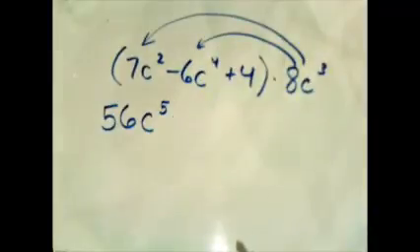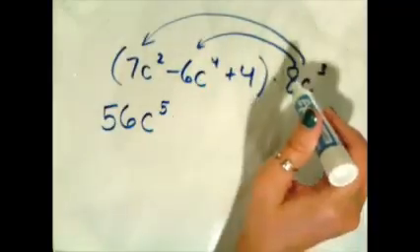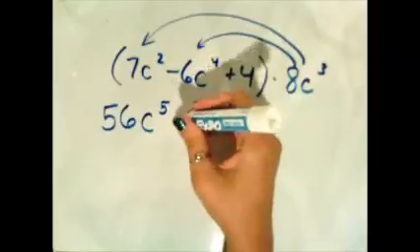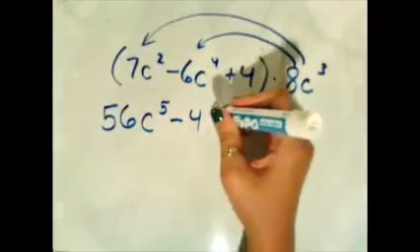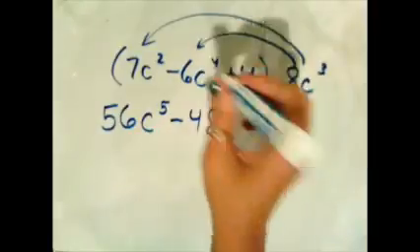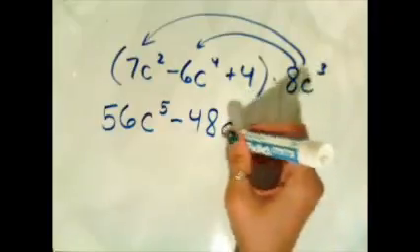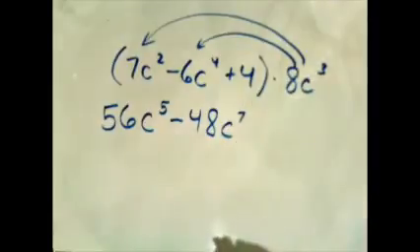8c to the 3rd times negative 6c to the 4th. So 8 times negative 6 is negative 48. And c to the 3rd times c to the 4th. So if I wrote it all out, I'd have 7 c's altogether.